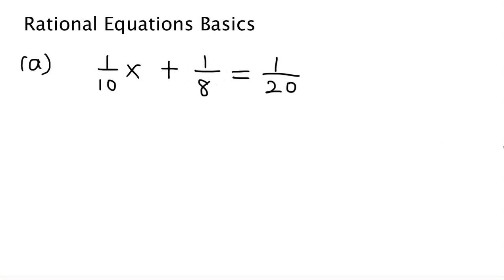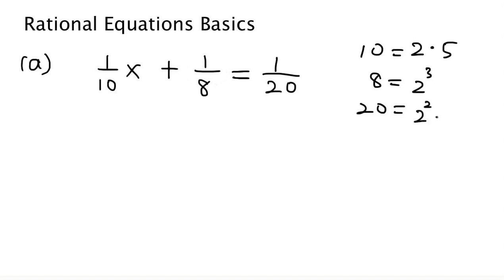Okay? So how do we find the least common denominator? We have three denominators: 10, 8, and 20. First, we need to factor these numbers. 10 equals 2 times 5, 8 equals 2 cubed, 20 is 4 times 5, and 4 is 2 squared, so 20 is 2 squared times 5.